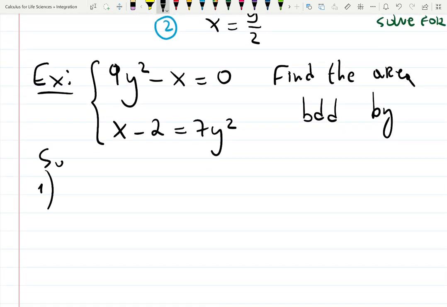You sketch the graph first. And that's why you have your graphing calculators. They should help you, or Wolfram Alpha, they should help you.